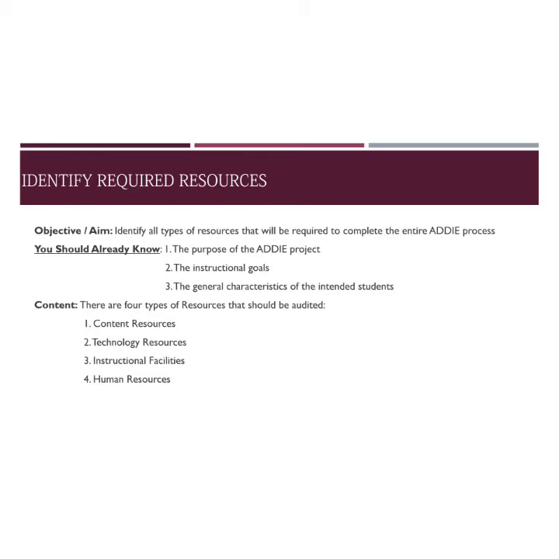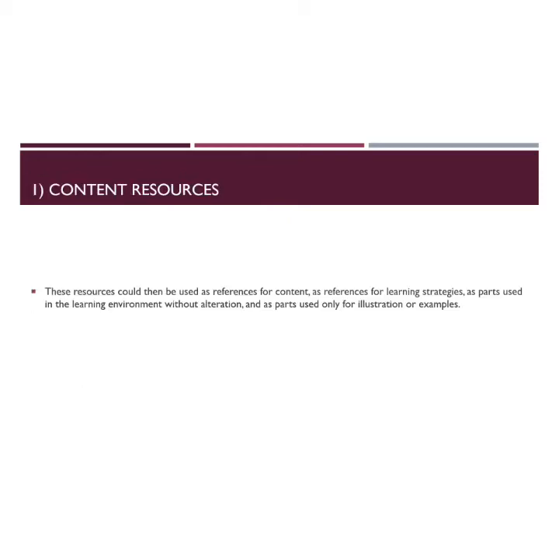There are 4 types of resources that should be audited. 1. Content resources. 2. Technology resources. 3. Instructional facilities. And 4. Human resources. Content resources. These resources could then be used as references for content, as references for learning strategies, as part used in the learning environment without alteration, and as part used only for illustration or examples.